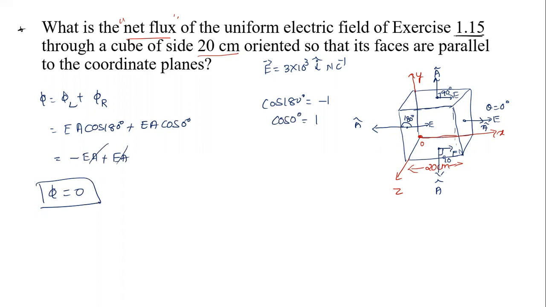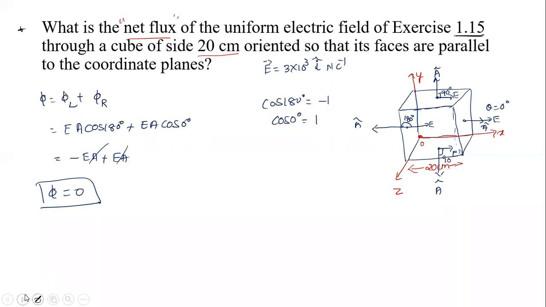So the flux is 0 because both are not giving any contribution. So from this I can say that this cube does not contain any charge at all inside. That's the reason we are going to get 0 flux. Okay, is the question clear to all of you, why the flux is 0?